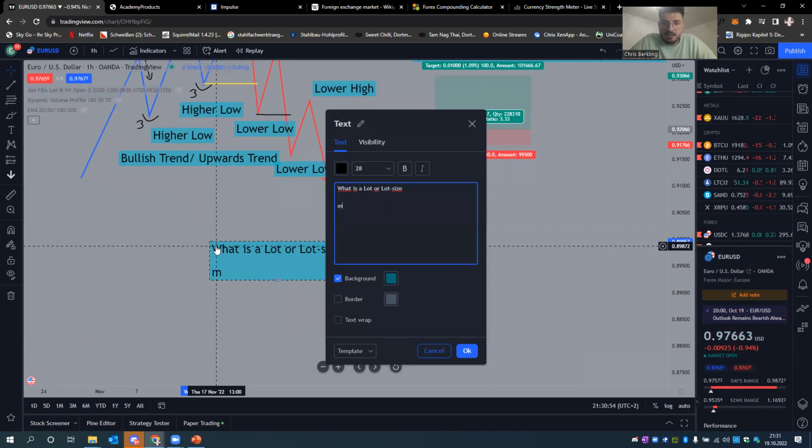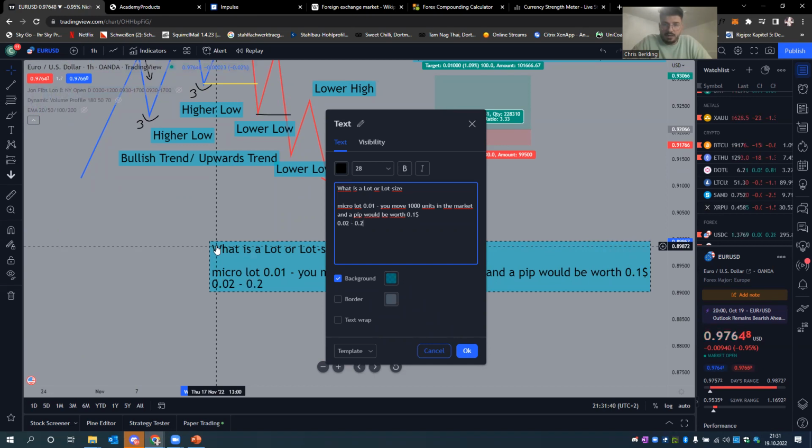So the smallest lot size is called a micro lot. And when you type it in on your trading app, you're going to see it like this, 0.01. This means you move, I think it was 1,000 units on the market. And a pip would be worth 0.1 dollars, so 10 cents. Then the next, you can do this, so 0.02 would mean a pip is worth 20 cents. So you can go incrementally up by 10-cent steps.